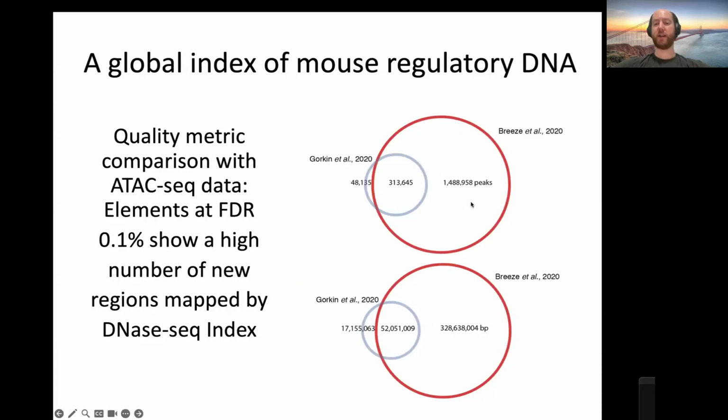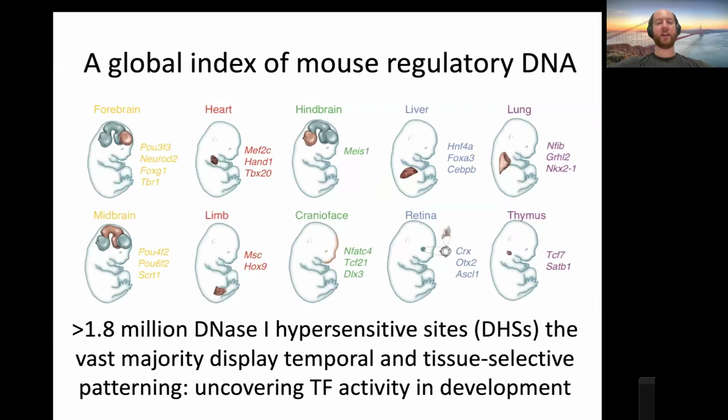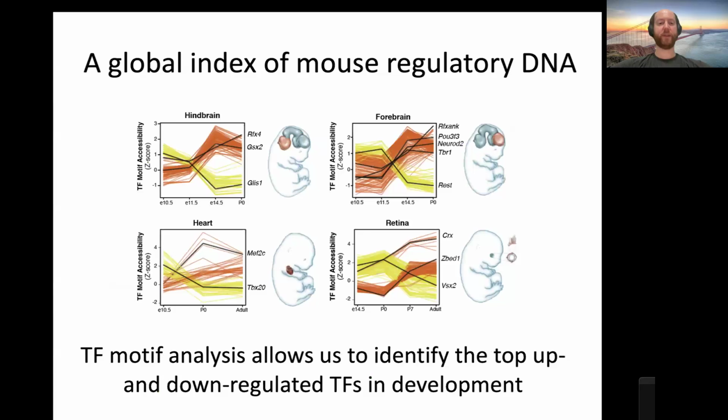We showed that our maps covered a lot more DNA and a lot more switches than any previous study. And we characterized these switches across every single tissue. So we have forebrain, we have heart, we have liver. We characterized all the genes associated with each switch. And we built an atlas with 1.8 million regulatory elements to try to understand how the mouse genome works.